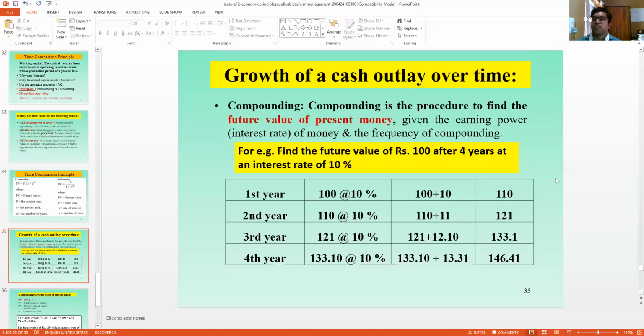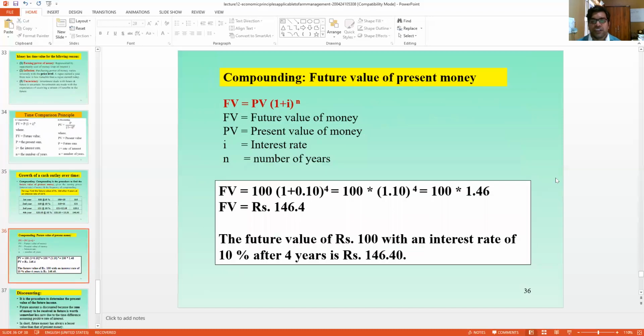It will vary from one enterprise to the other, like one bank to the other. Some bank may give you high interest rate. Some institutional source may give you high interest rate. We don't know, right? You see here.